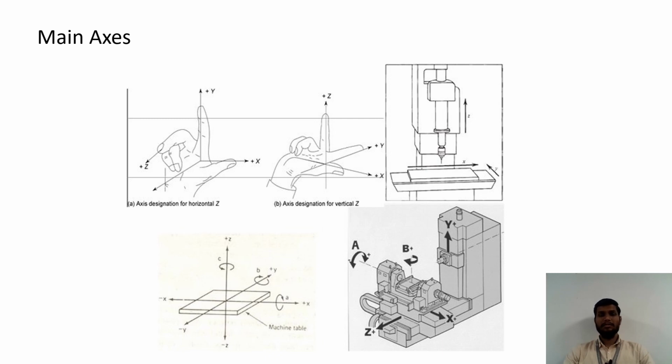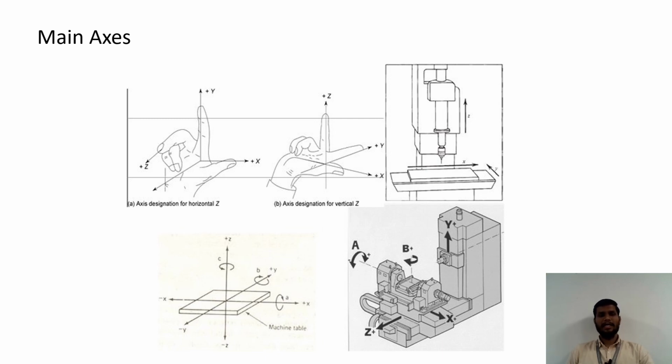Axis designation for each type of machine tool is suggested in the EIA standard. EIA means Electronic Industries Association standard. This also conforms to ISO recommendation R841. So these are the ways by which we can designate the main axes.